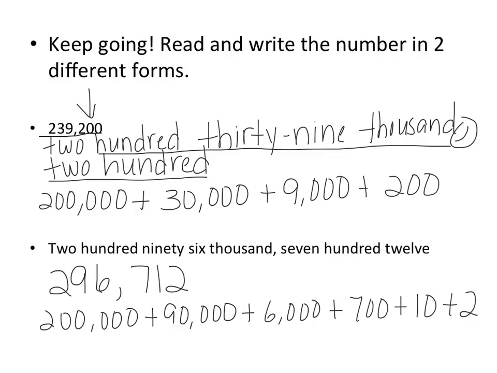Okay. This example is given to me in word form, so I need to put it in standard form and expanded form. Again, if I can read it, I can write it. So let's look. 296,000, 296, there's my comma, 712. Check. 296,712 right here in standard form. And now I just need to break it down into expanded form. 200,000 plus 90,000 plus 6,000 plus 700 plus 10 plus 2.